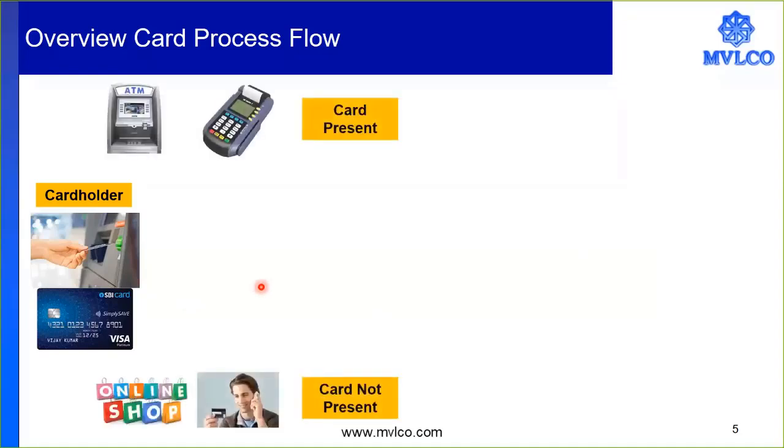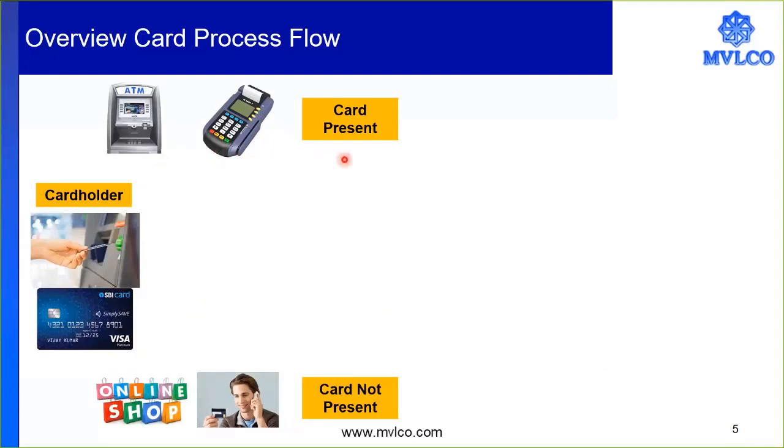Now he has 4 channels wherein he can use this card. First could be your ATM, wherein he can use this card to withdraw cash. Second can be a point of sale machine, that is a POS machine as we commonly call it. In these 2 cases, you physically have to have a card or a device which can act like a card. So these would be called card present transactions.